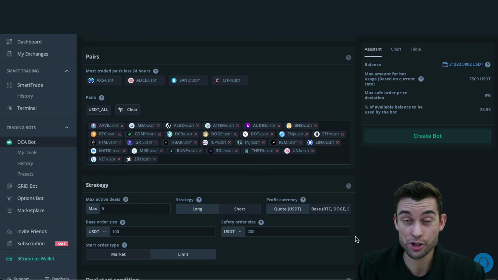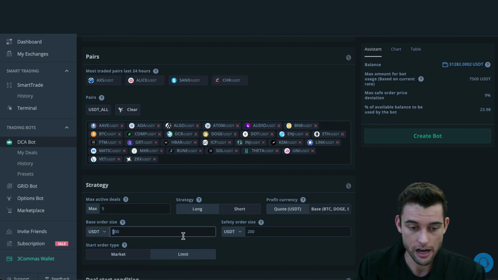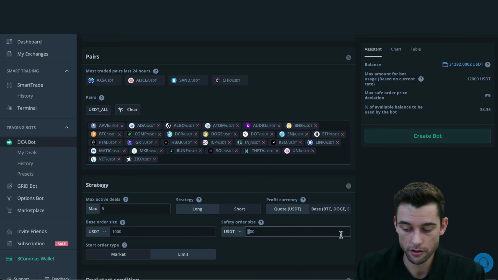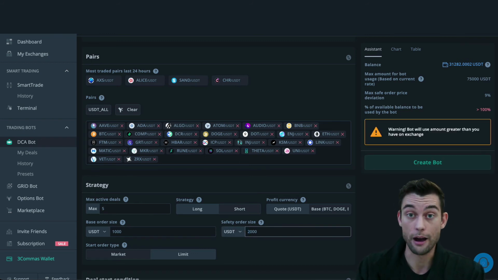So I'm actually going to change a couple things. The first thing that I'm going to change is the base order size. I'm going to change this to $1,000. And then my safety order size, I'm going to change to $2,000. Now, that's too much. That's way too much, because that means that if all safety orders get hit, then it's going to cost $75,000. And that's more than double what I have. So this is way too much.